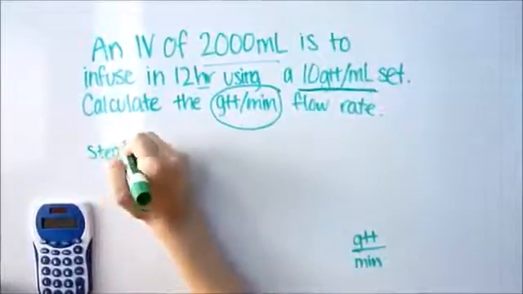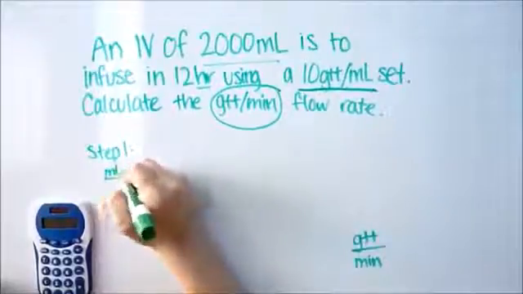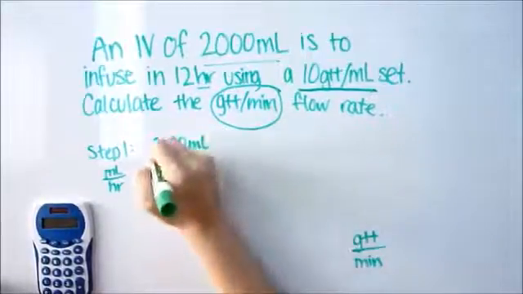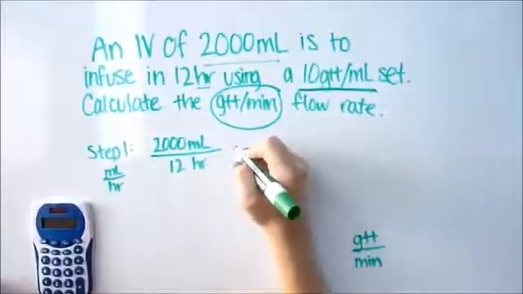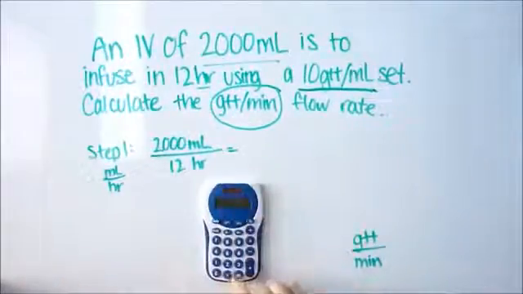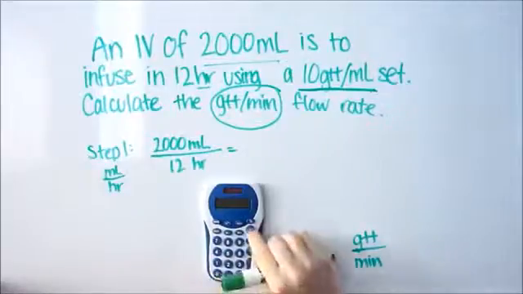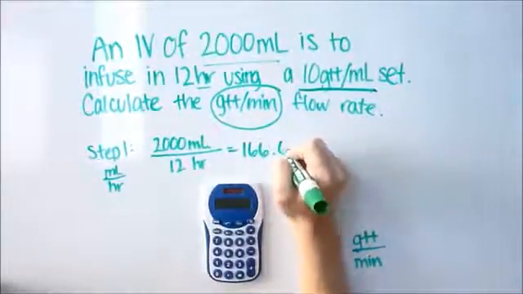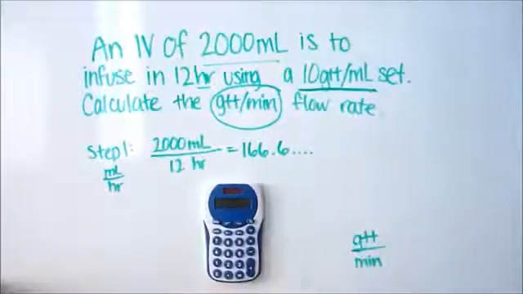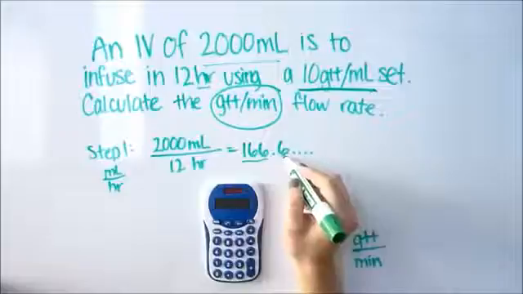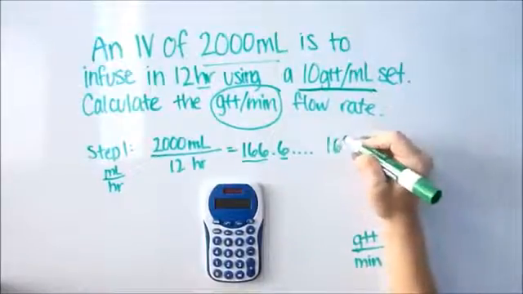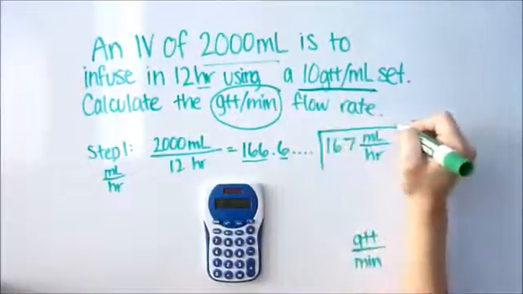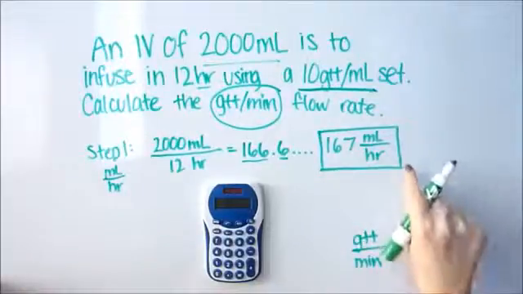Step number 1, we're going to find out how many mLs we are giving in 1 hour. We take 2,000 ml divided by 12 hours. On the calculator, 2,000 divided by 12 equals 166.6, and it just keeps going on. In this case, we're going to round to the nearest whole number. Because the digit is greater than 5, it will be 167 ml per hour. Okay, we got that down. Put a box around it, make it special.